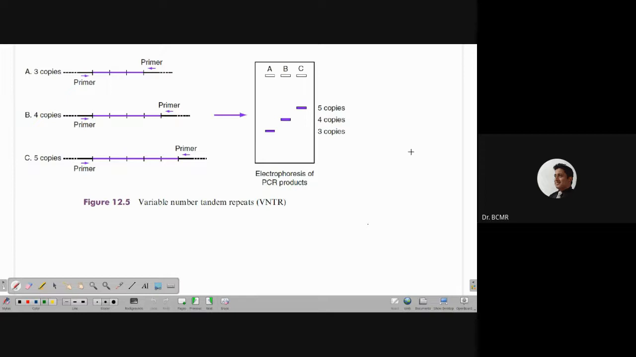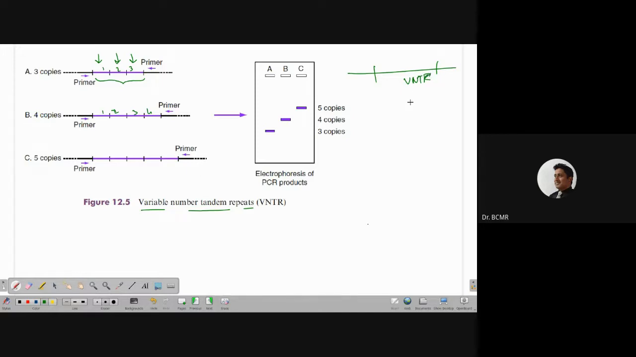There is another one called variable number tandem repeats in our cells, in our genomes, and different people have different copies of those. There are several repeats, which could be from base pairs to kilobases sometimes. And actually, they're small, 100 base pairs or so approximately. These are regions which can keep increasing or decreasing in size. So in this case, there are 2 copies of the VNTR, whereas in here we have 4 copies, and they could be changing.